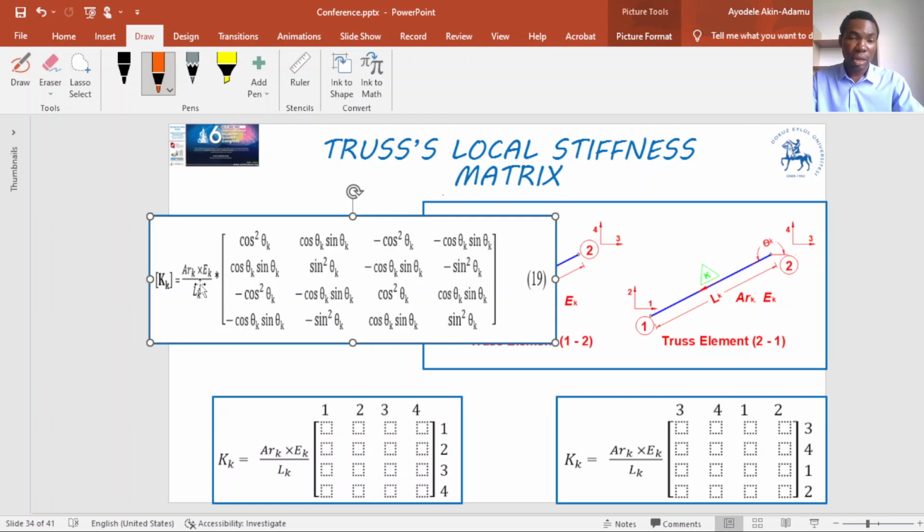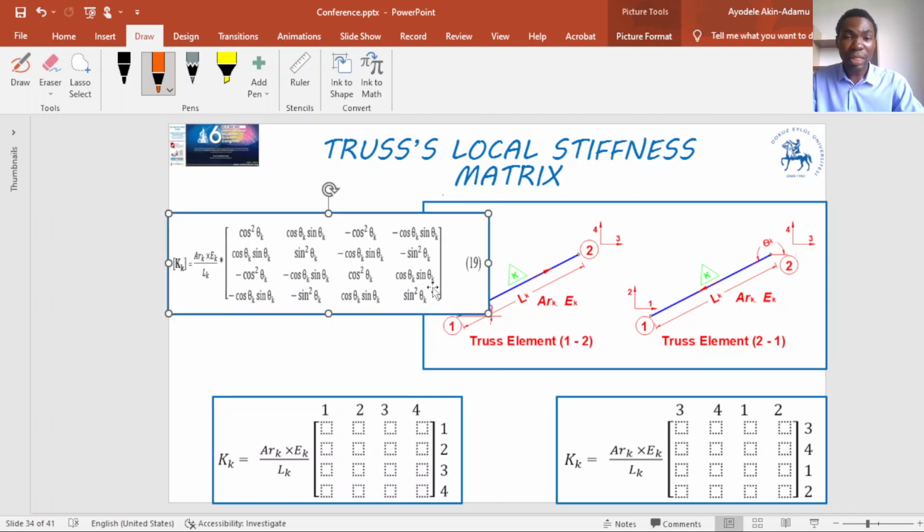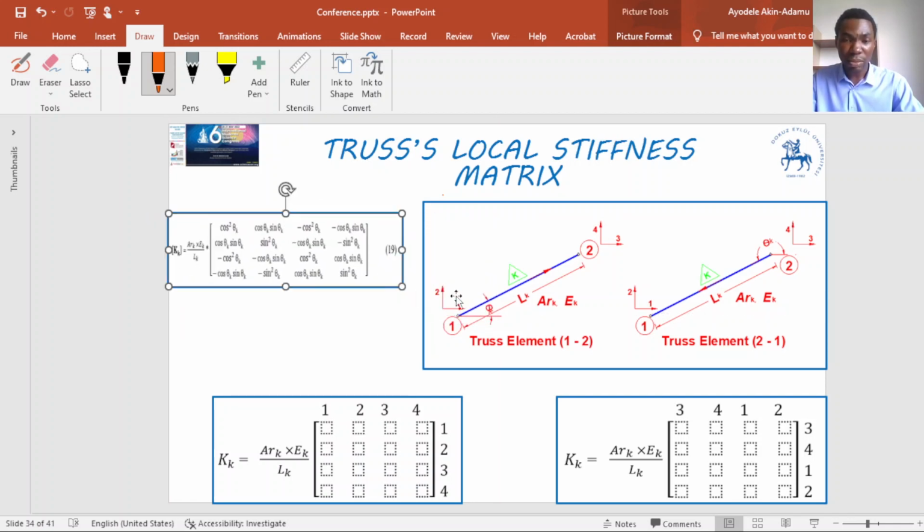And if we check the formula, what is in the formula? We have A_k. This A is actually denoting the cross-sectional area of the finite element. The E_k here is denoting the Young modulus. The L_k is denoting the length of the element. While in the matrix we see cos theta, sin theta, cos square theta, all that. The theta k is denoting an angle which is measured from the start node of each element.